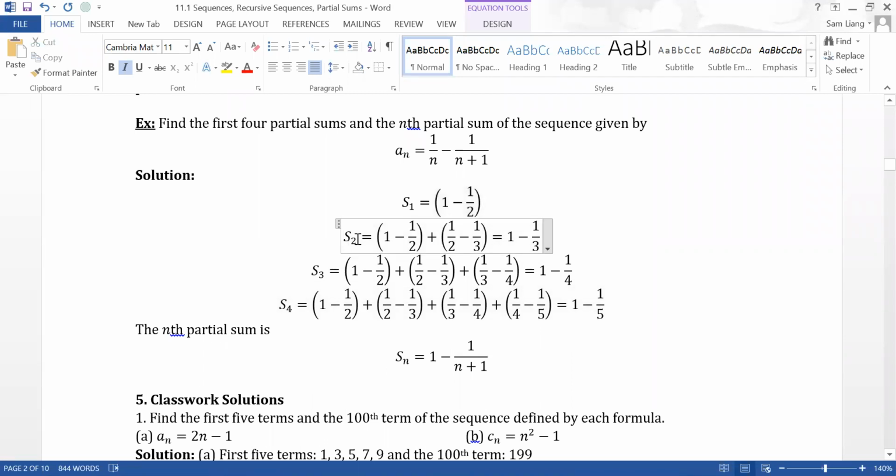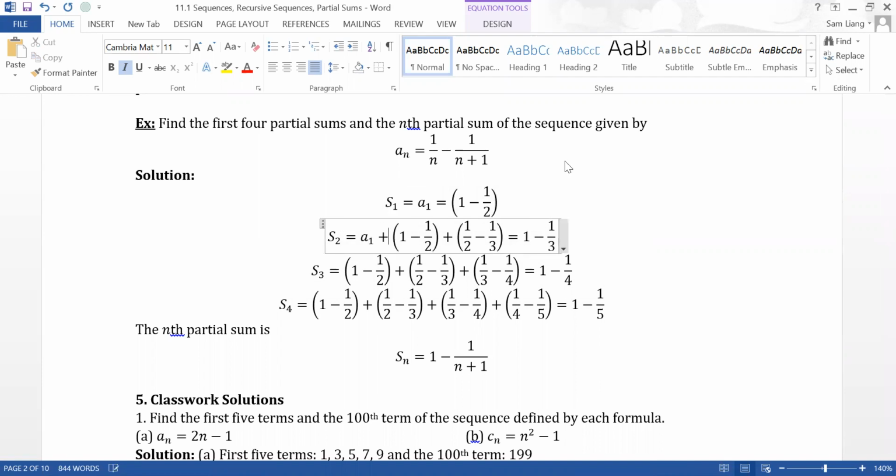S2 is going to be A sub 1 plus A sub 2. So A sub 1, as we saw right here, is 1 over 1 minus 1/2. And then A sub 2, you plug in 2, where we get 1 over 2 minus 1 over 3. As you can see, the middle two terms, negative 1/2 and 1/2, are going to sum to 0. So we end up with 1 minus 1/3. That's the second partial sum.